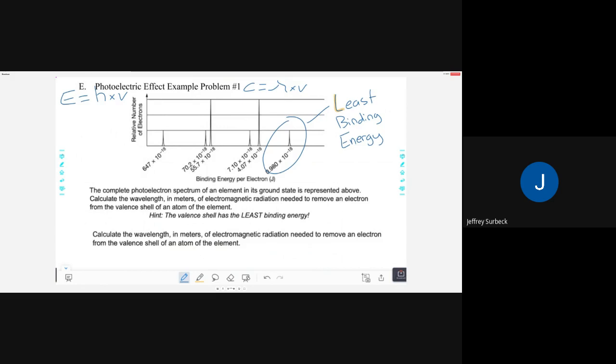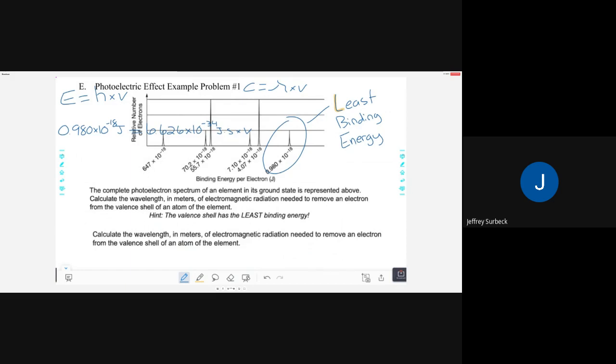And so I'm going to start my problem. I got 0.980 times 10 to the negative 18 joules equals Planck's constant, which is 6.626 times 10 to the negative 34th joule seconds, and then you have times your frequency. So now how do I solve for my frequency? Divide by that Planck's constant.